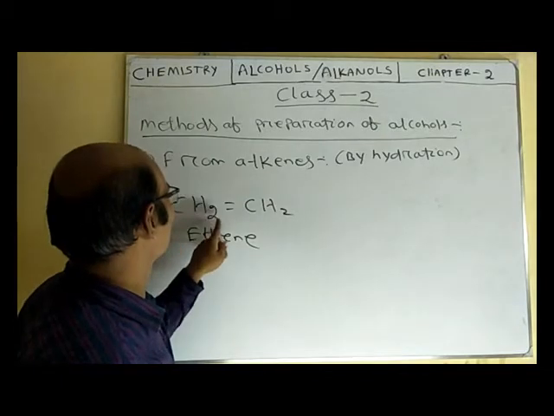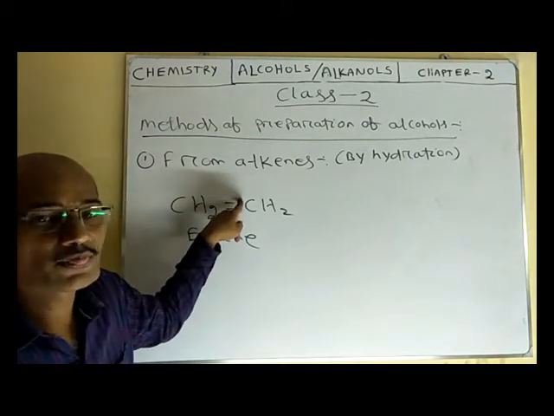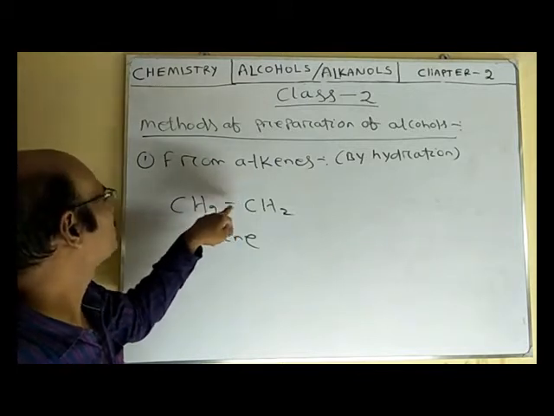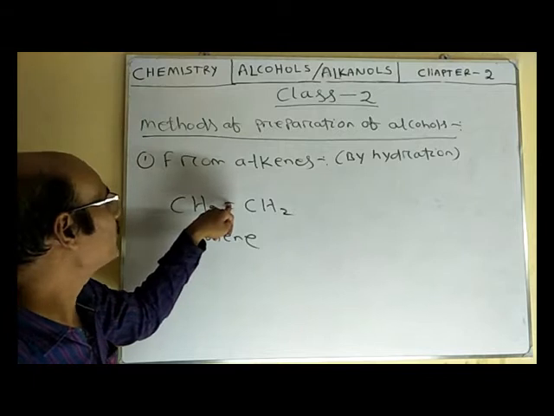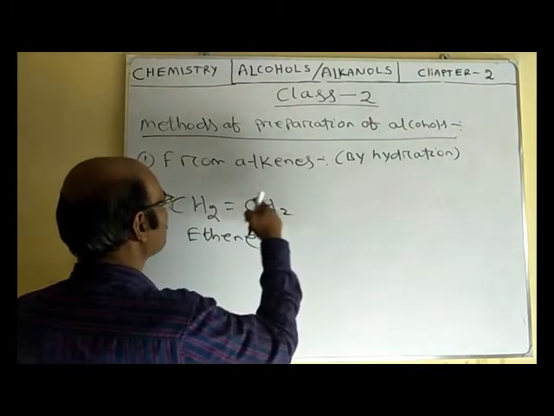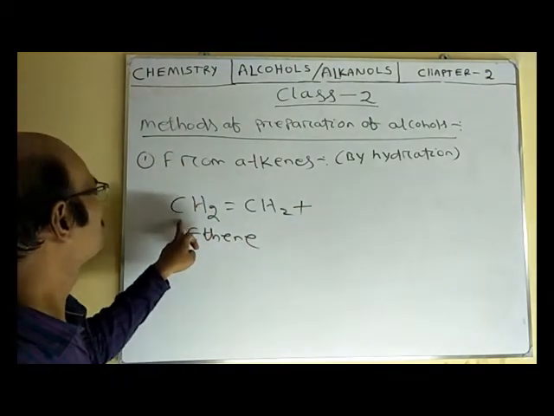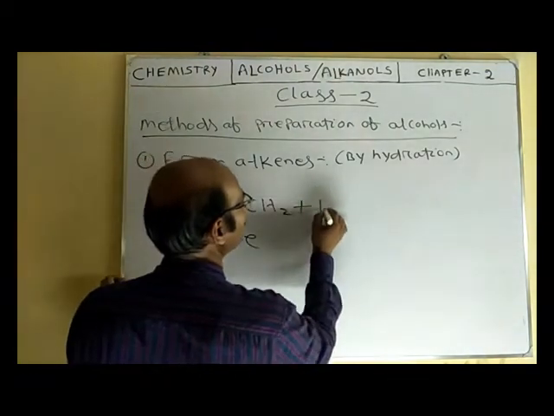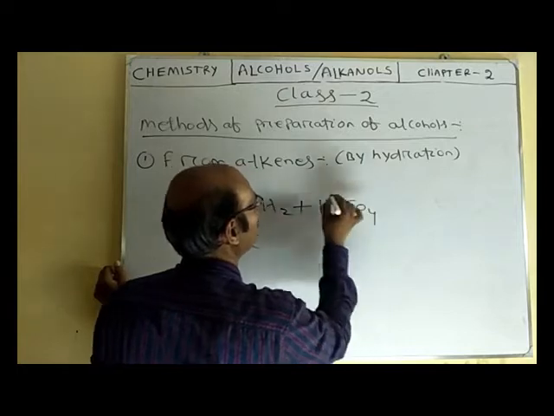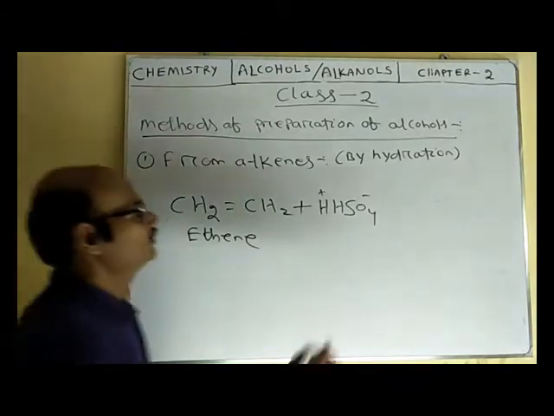Now this alkene contains a carbon-carbon double bond, one sigma and one pi bond. And this is an electron-rich center here. Now this pi bond can be broken and we can add the water. So this addition of water we can do this way: CH2=CH2 plus water, with H2SO4, concentrated sulfuric acid.